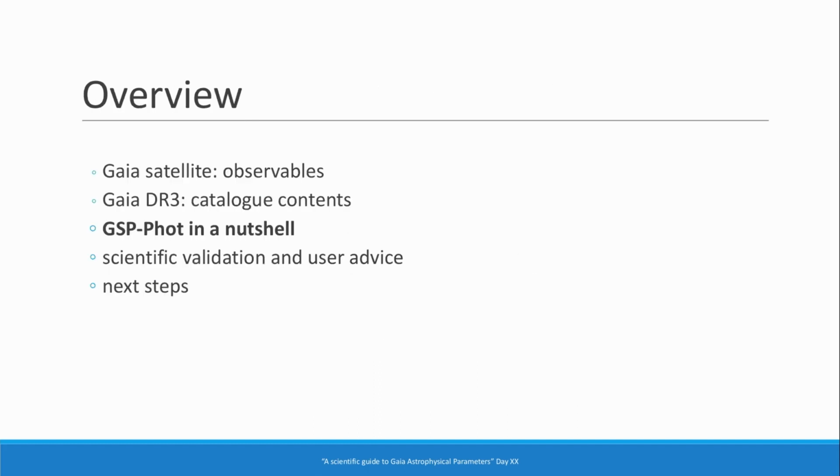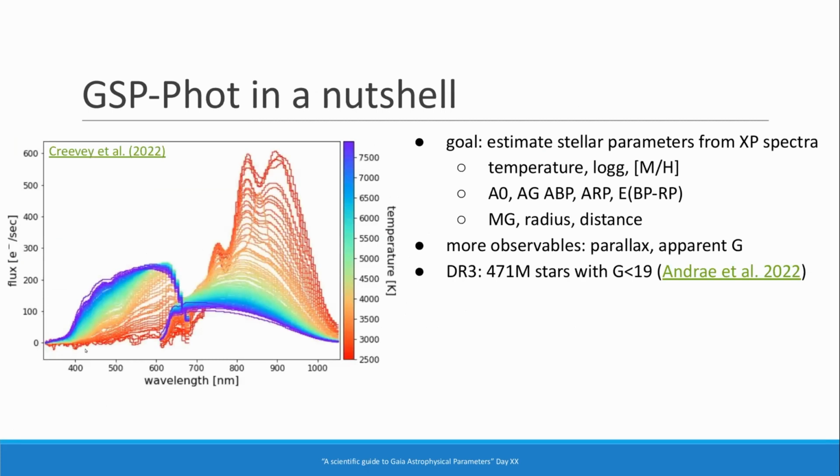Okay, so now let's talk about GSP-Phot in general and how it works, before we then later on show you some scientific results. Having seen this before, this is just a reminder that the BP/RP spectra contain a lot of information about the characteristics of the stars.